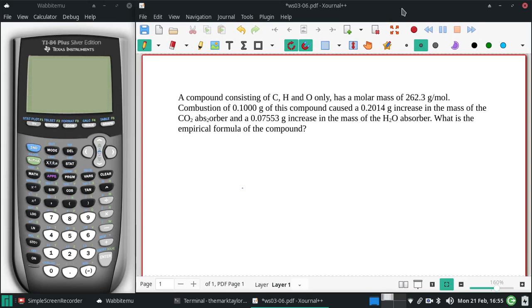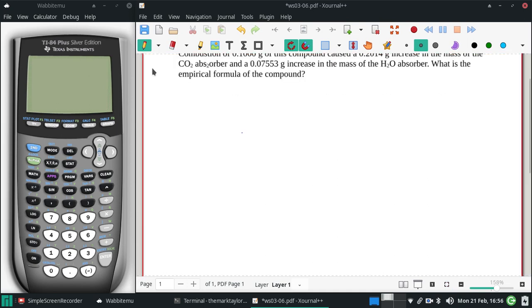Okay, so we're looking at a compound consisting of just carbons, hydrogens, and oxygens, with a molar mass of 263.3 grams per mole. If a combustion train of 0.1 grams of that compound gives you 0.2 grams of carbon dioxide and 0.0 grams of water, what is the empirical formula?